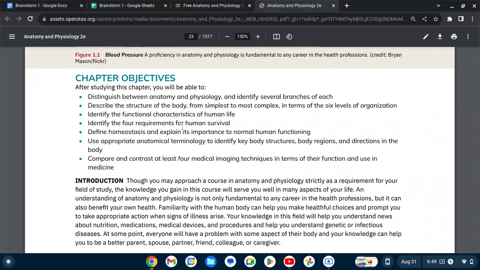All right. Chapter objectives. After studying this chapter, you will be able to distinguish between anatomy and physiology and identify several branches of each, identify the structure of the body from simplest to most complex in terms of the 6 levels of organization, identify the functional characteristics of human life, identify the 4 requirements for human survival, define homeostasis and explain its importance to normal human functioning, use appropriate anatomical terminology to identify key body structures, body regions, and directions in the body, compare and contrast at least 4 medical imaging techniques in terms of their function and use in medicine.